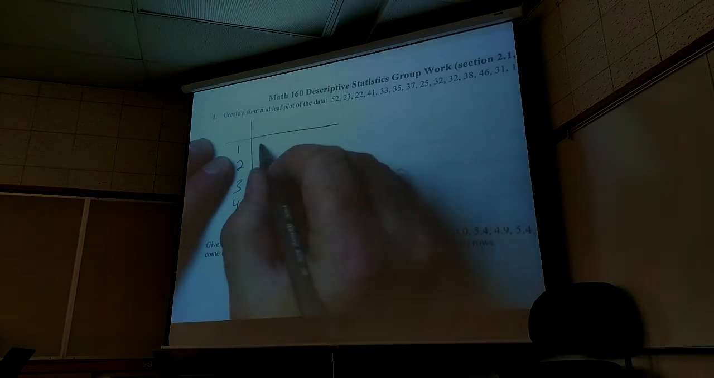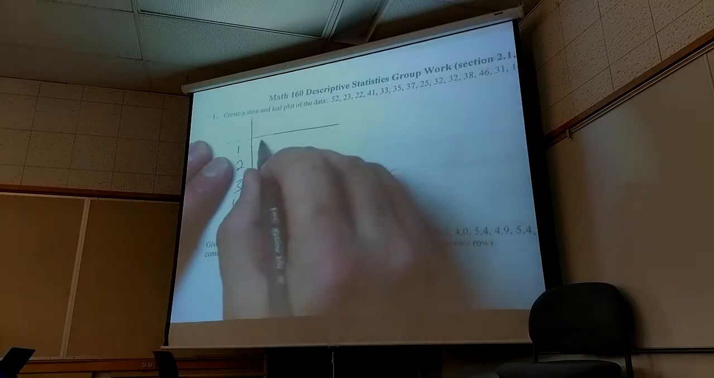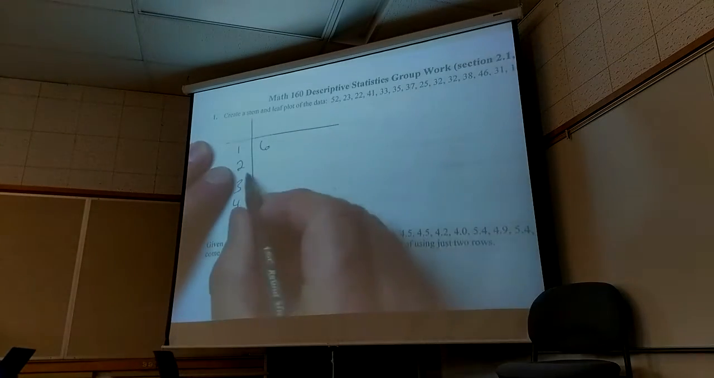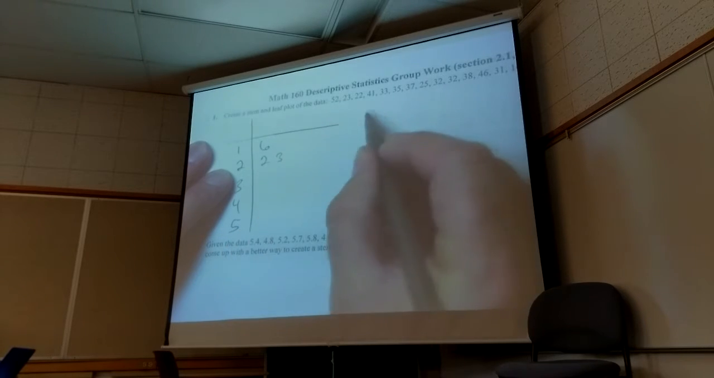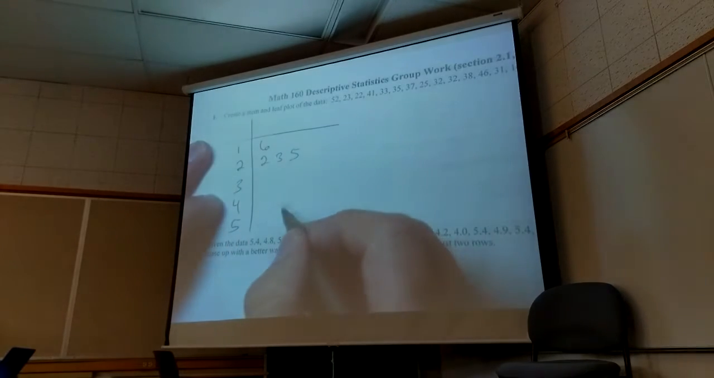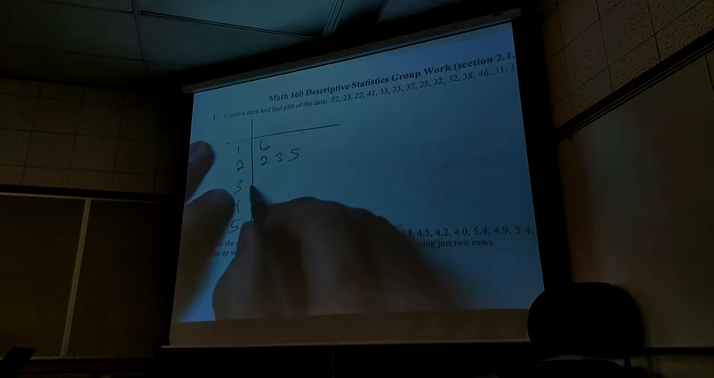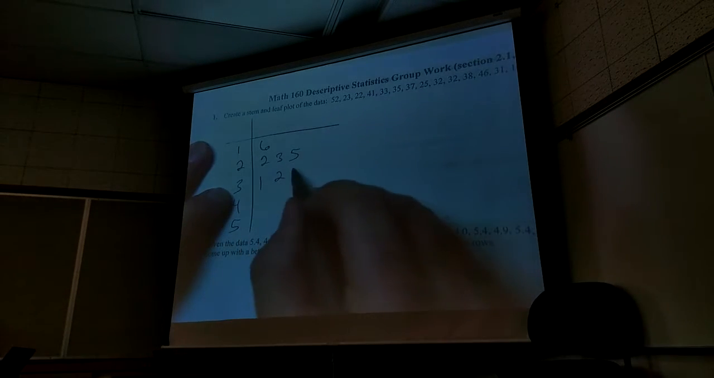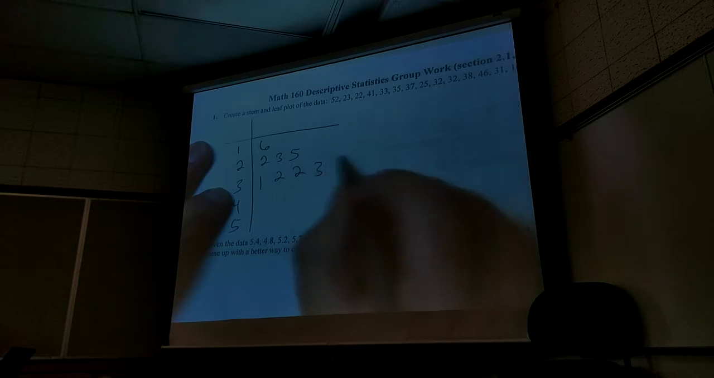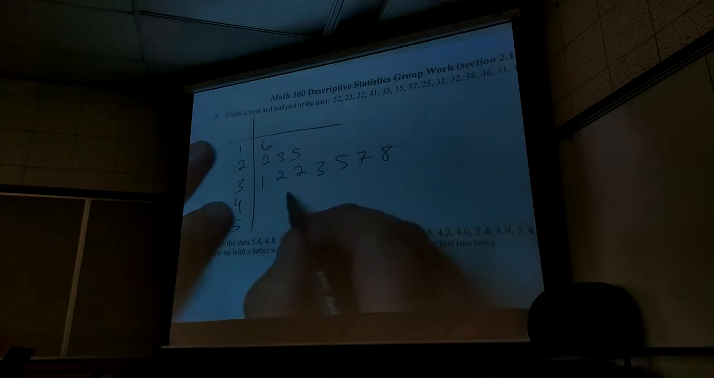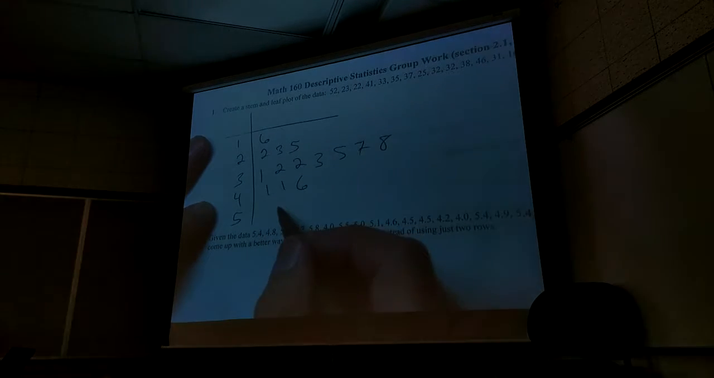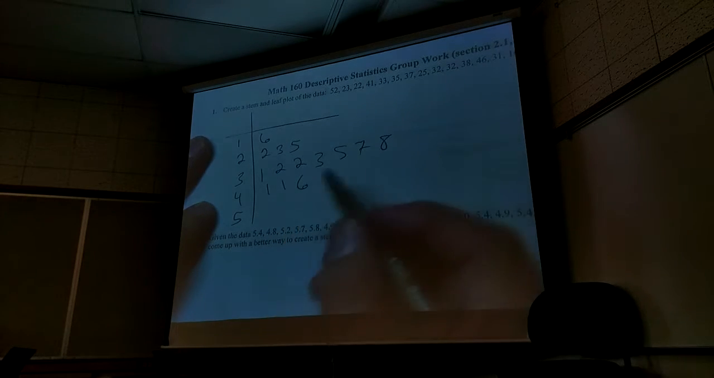So what's after 1? 6. Anything else? And then 2. So you could put it in order as you do this. So 2, 3, 5. Is that cool? And then 3 would be 1, 2, 2, 3, 5, 7, 8. And then 4 looks like it's just 1, 1, 6. So hopefully this is answering the question for people that did not ask me.